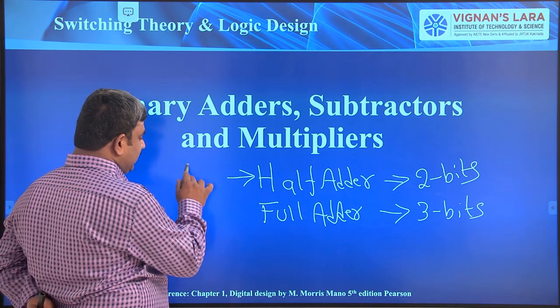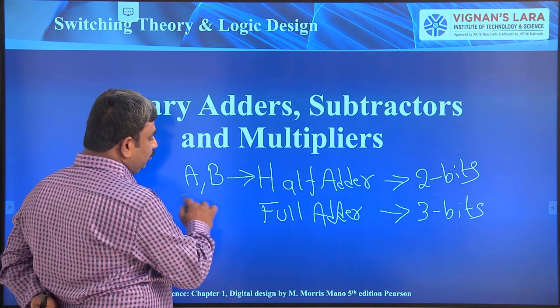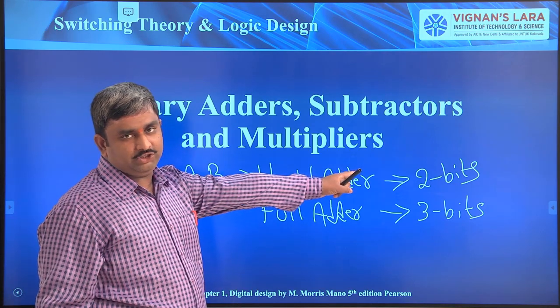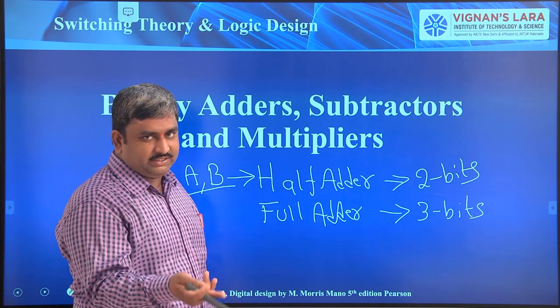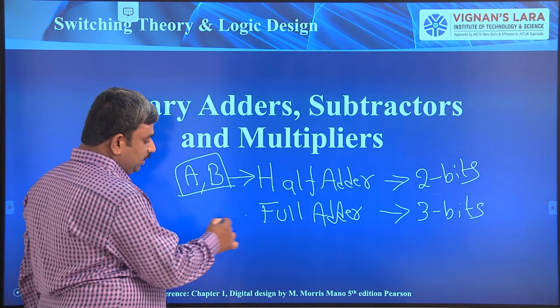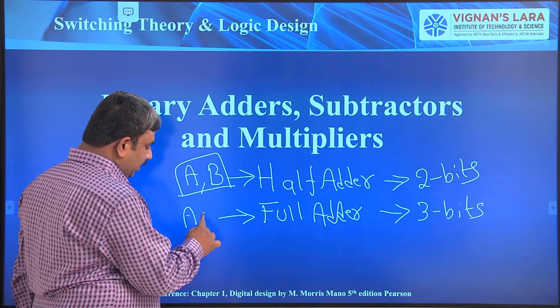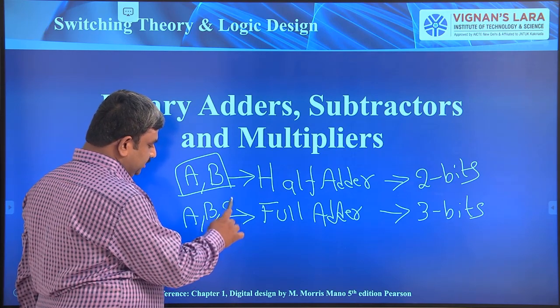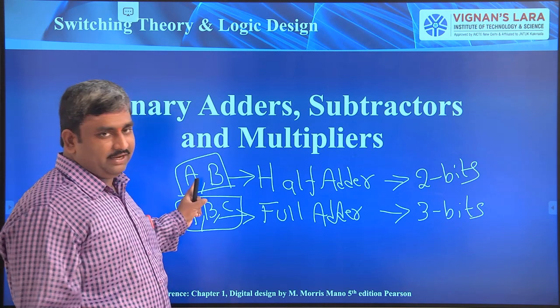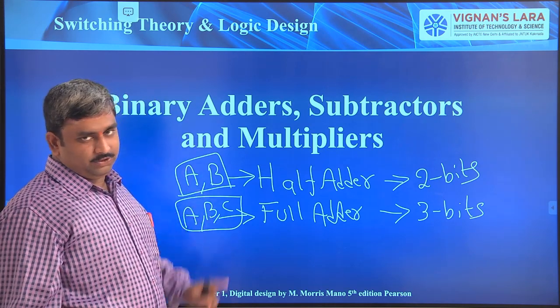Okay, that means the input of this half adder is 2 inputs, for example, A, B. There are 2 inputs. So 2 bits it should perform the addition operation. That means you are taking only 2 bits. So 2 bits means 2 inputs, that is A and B. So coming to the full adder, it will do the addition for 3 bits, so for that reason here we are giving 3 inputs. So these are the inputs. Okay.